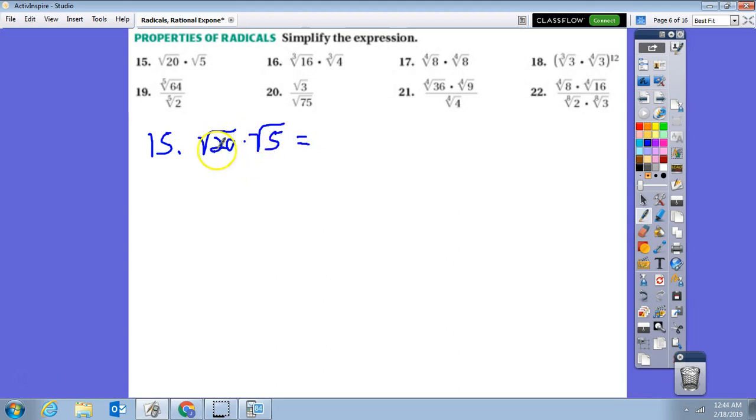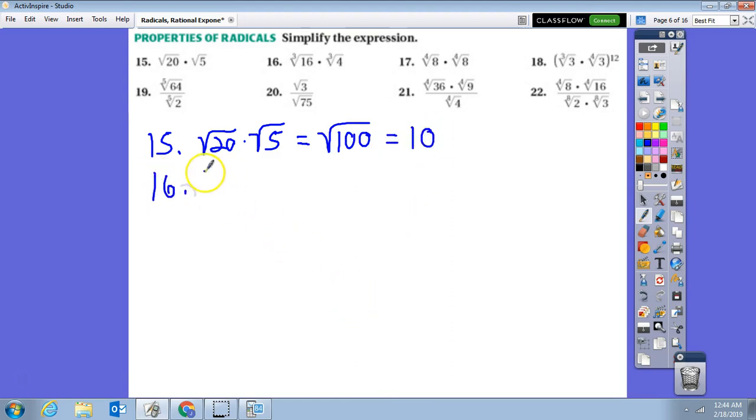Remember, when you multiply radicals, they have to have the same index. These are both square roots. And then you just multiply the stuff on the inside. So what is 20 times 5? That is 100. What's the square root of 100? 10.